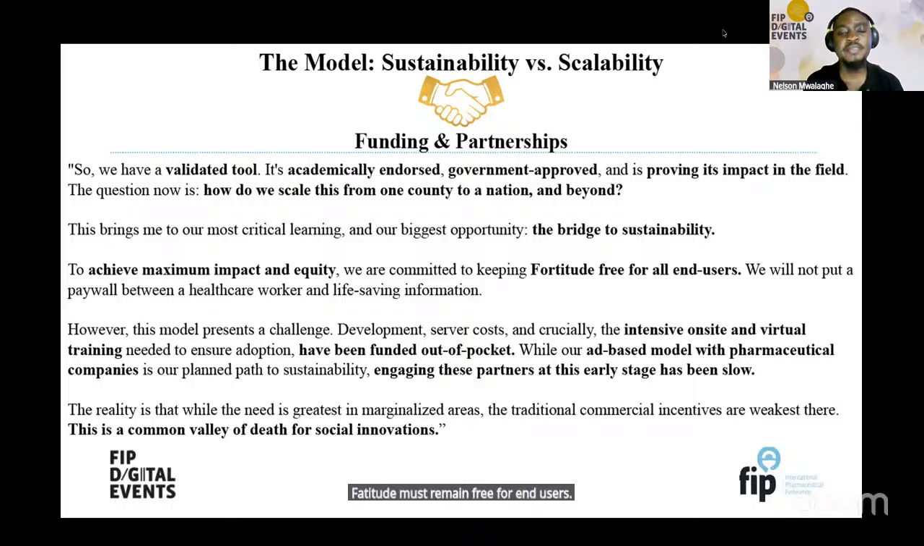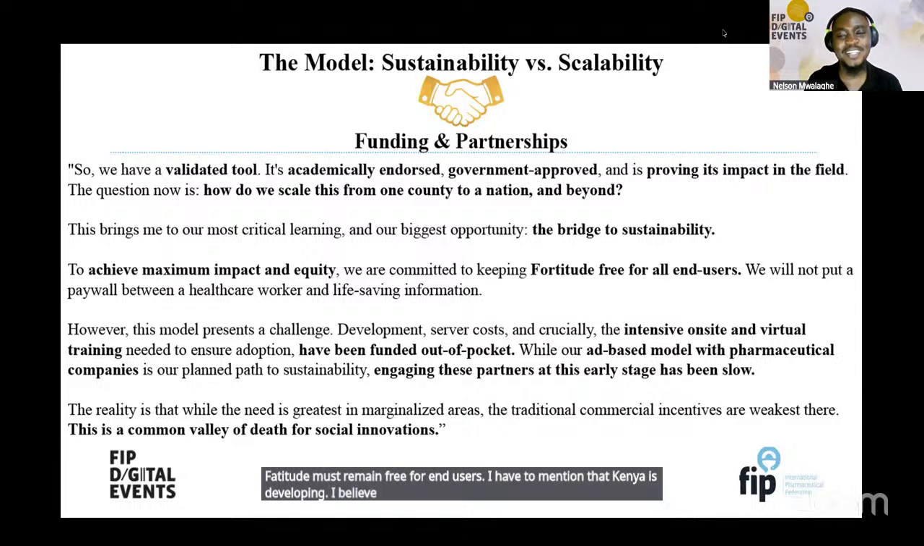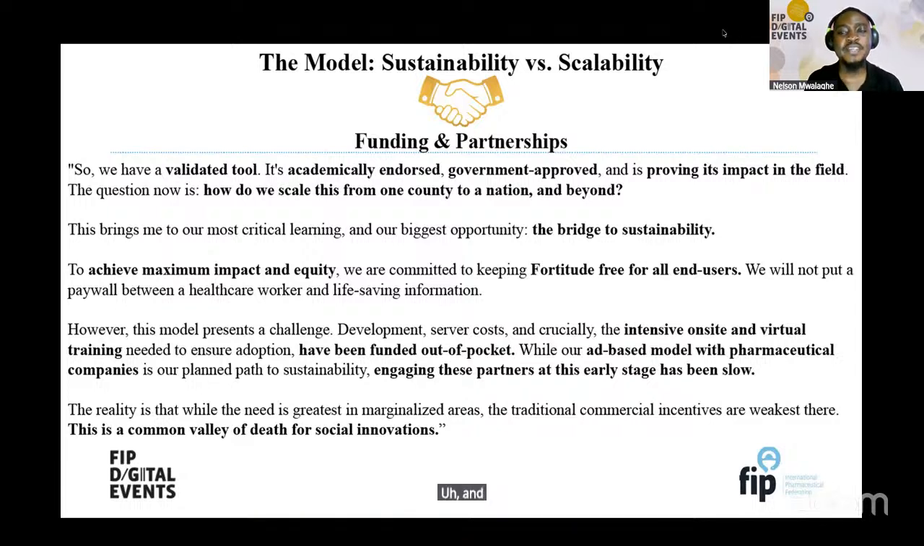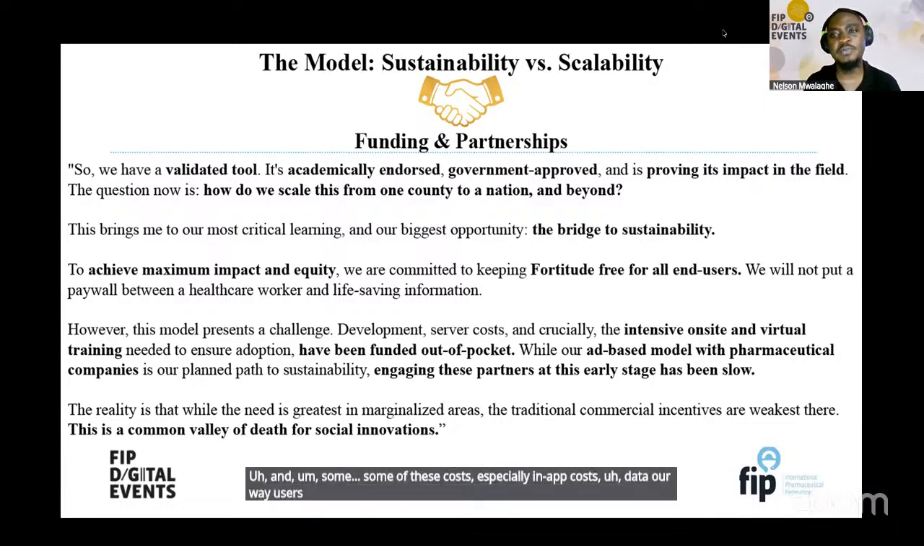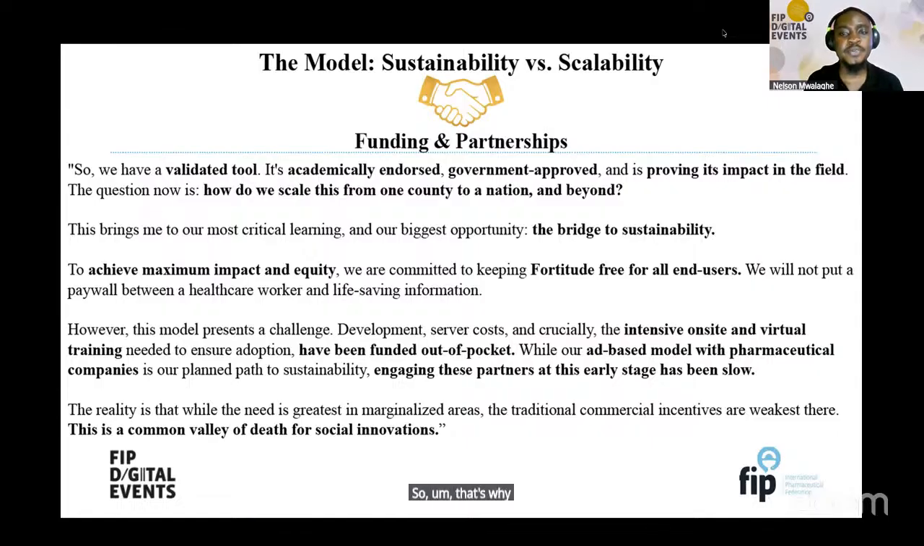I have to mention that Kenya is a developing country, and some of these costs, especially in-app costs, deter users, especially health professionals. So that's why it's supposed to be free. But development and training, of course, have been out of pocket. Those have been my costs currently.